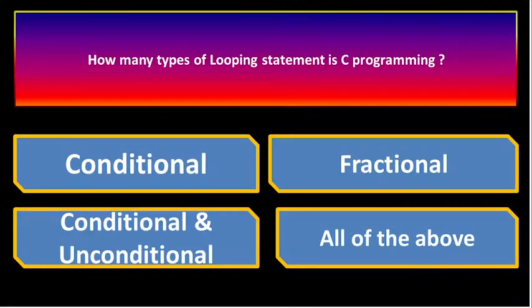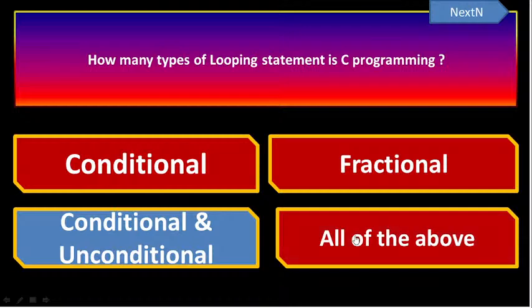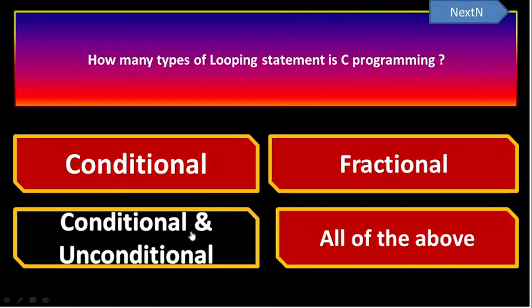Yes, you are absolutely right. Conditional is only one type, not fractional. This is also an invalid answer. Suppose all of the above, this one is also no. So C supports the conditional as well as unconditional looping statement. For, do while and while are called conditional looping statements, and for is called an unconditional looping statement. C supports two types of looping statements.